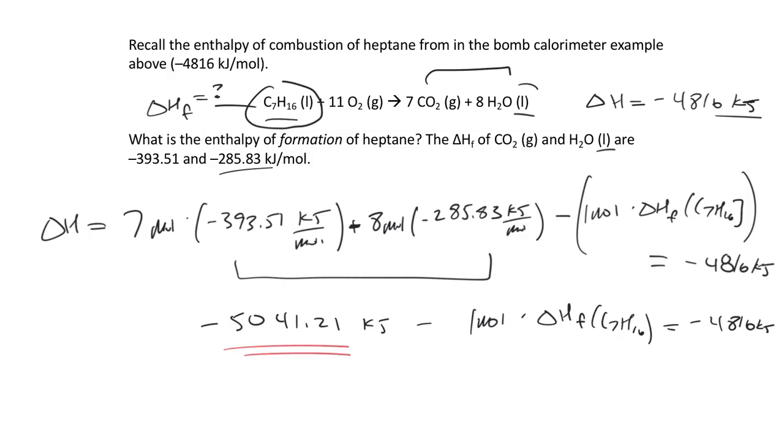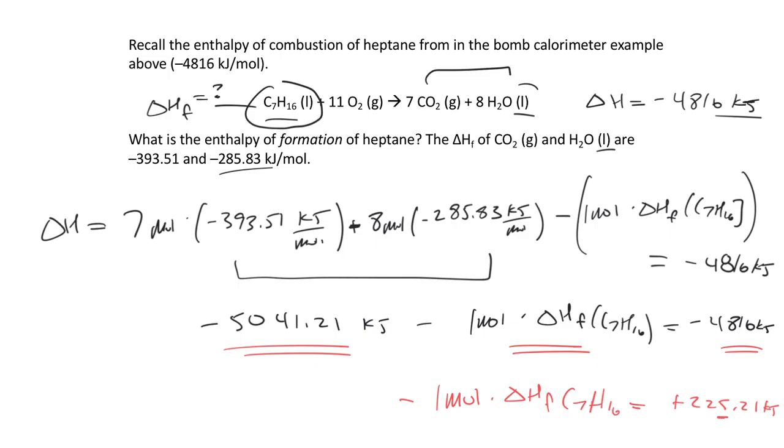So that's the sum of the products minus the sum of the reactants equals the delta H of that reaction. So now this just becomes an algebra step. So I need to add 5,041.21 to both sides. So I take negative 4816 plus 5041.21. So I get negative 1 mole times the delta HF of C7H16 is equal to plus 225.21 kJ.